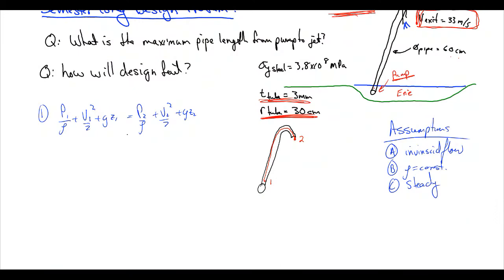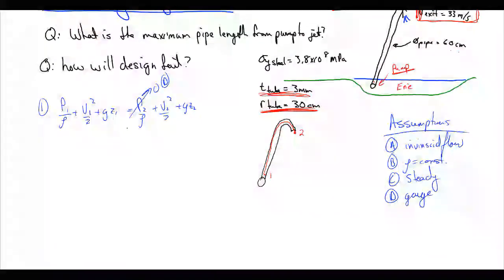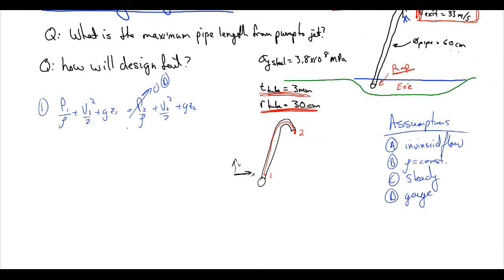Let's do some simplification if we can. We're going to assume gauge pressure, so let's make that assumption D. Gauge pressure. And if we have gauge pressure, then P2 is going to be equal to 0 due to assumption D. Great. Let's draw in a coordinate system because we're measuring heights. Let's make our coordinate system 0 at point 1 because we can. X, Y. So if Z1 is at 0, this term becomes 0. That's great.